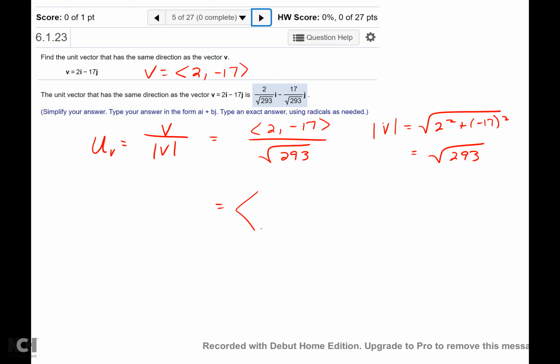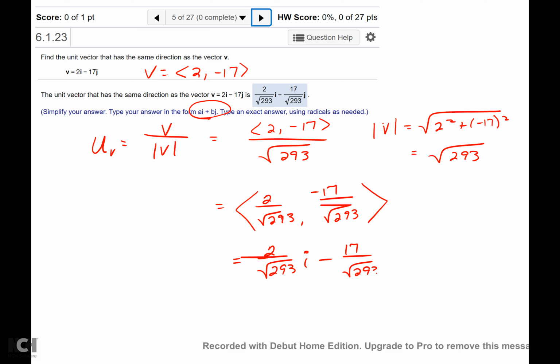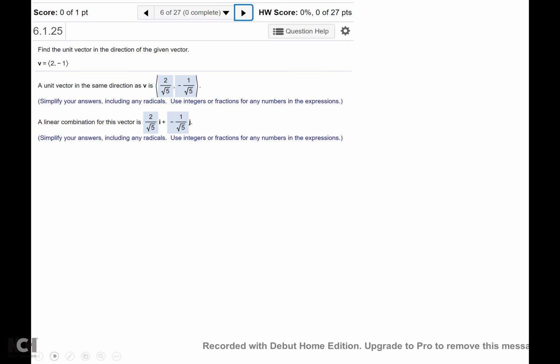And then if you break it up into its components, that's 2 over the square root of 293 and -17 over the square root of 293. And then it says type your answer in the form ai plus bj. So this would be 2 over the square root of 293 i minus 17 over the square root of 293 j. Okay, next one is just an example.